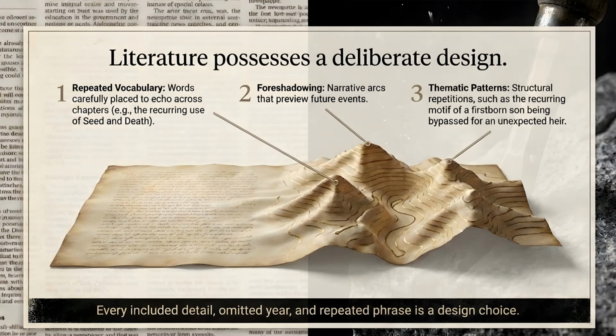Let's take a look at the bottom line on this slide. Every included detail, omitted year, and repeated phrase is a design choice. Nothing in the text is an accident. And when we realize that, we can start to question why certain things are there and dig deeper. Instead of just taking it as a list of events, we see that the author has a purpose and we look for that purpose.